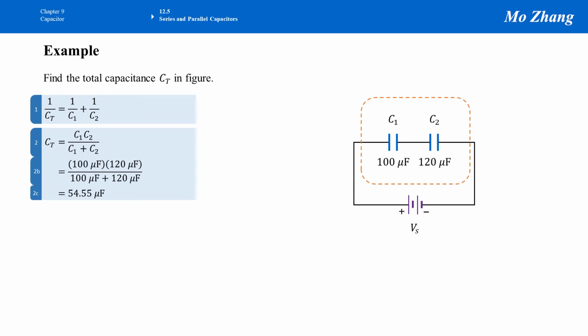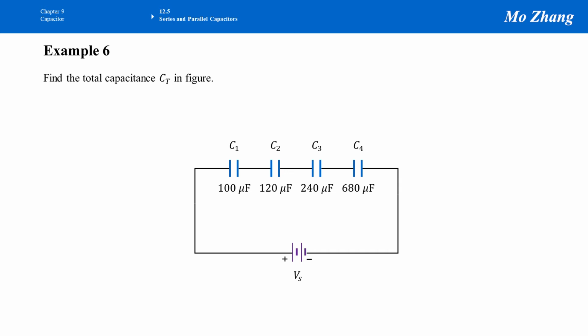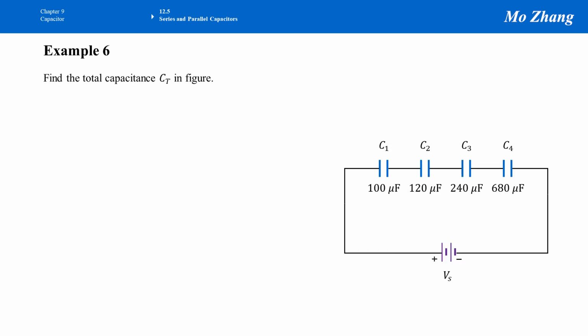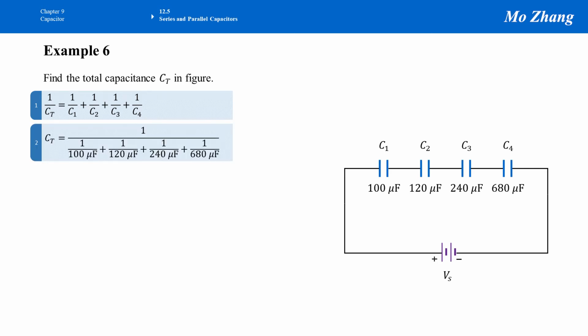Let's work on this example. For this circuit, 4 capacitors are connected in series. These are C1, C2, C3, and C4. We want to find the total capacitance of this circuit. So first, write down the general formula, but we just need to keep 4 terms, since there are only 4 capacitors. The other version of this formula is this.